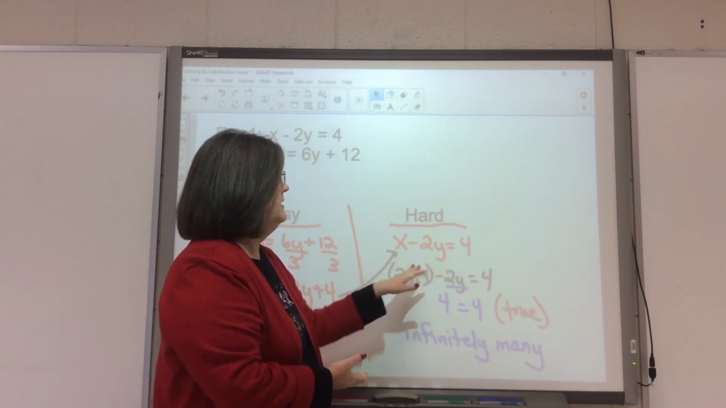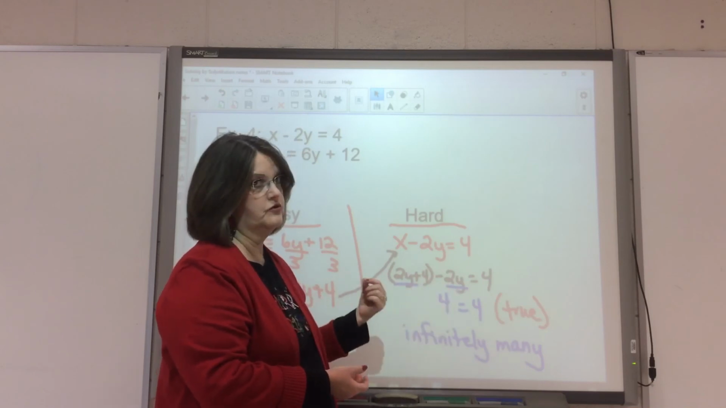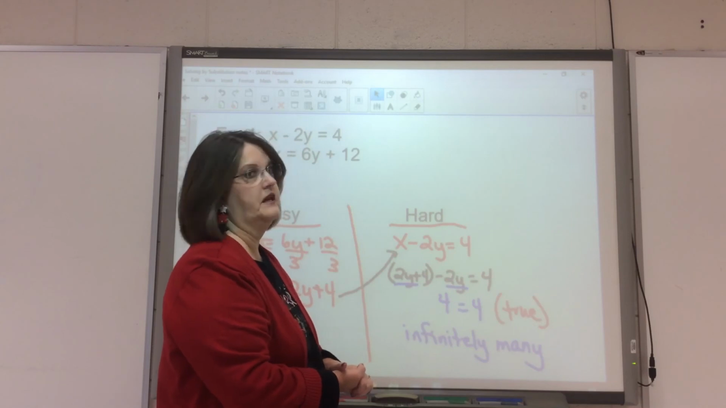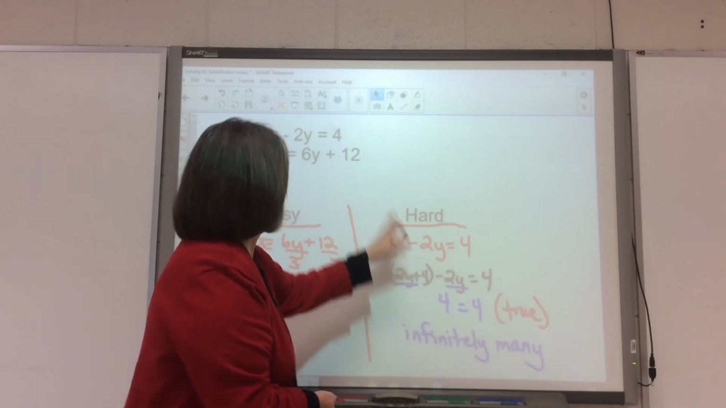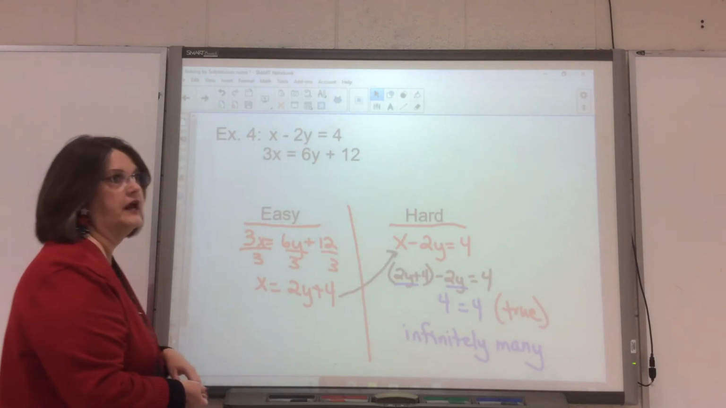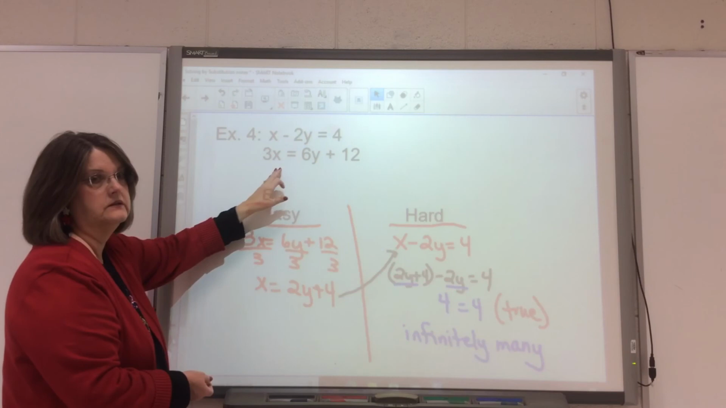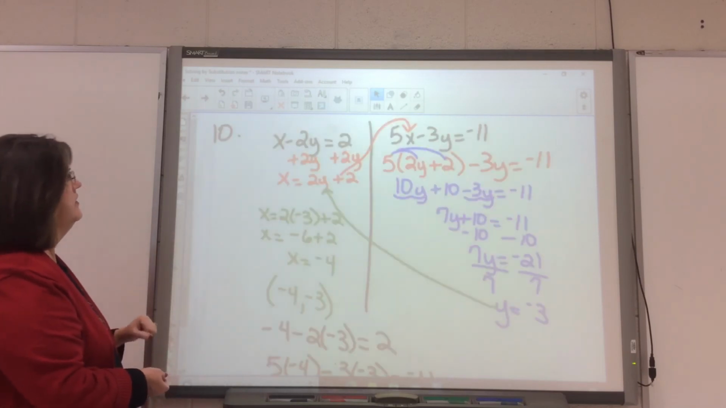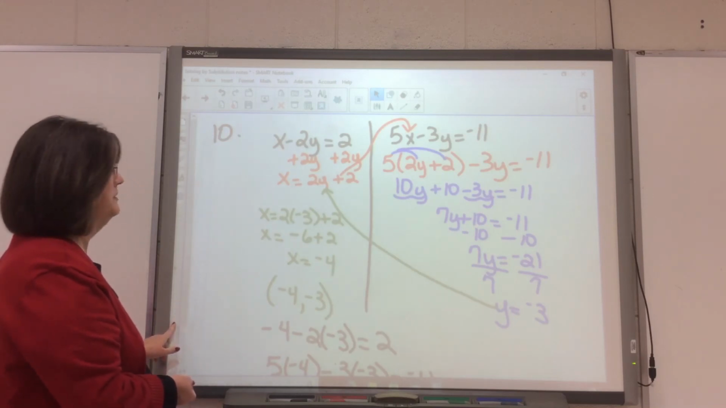Okay, but when you end up with something like this, where the variable cancels out, and you end up with a true statement, then it's infinitely many. If you end up with a stupid answer here, it's going to be no solution. But this one is infinitely many. In other words, these two end up graphing to be the exact same line. That's what happened there. All right, and here is just another example that someone must have asked me a question about.